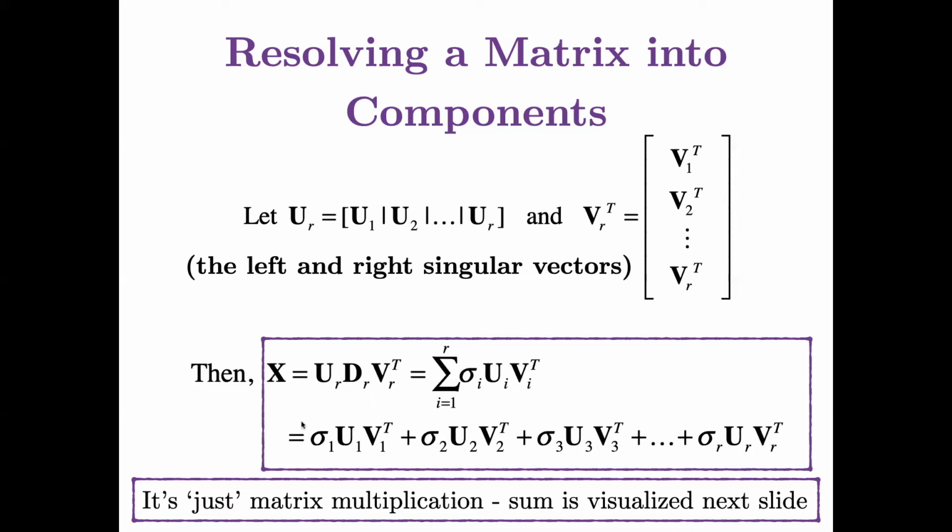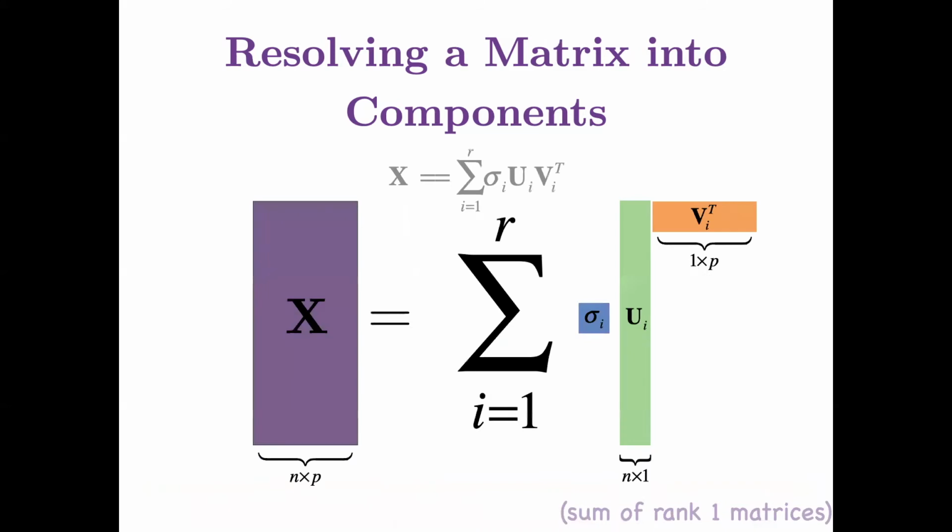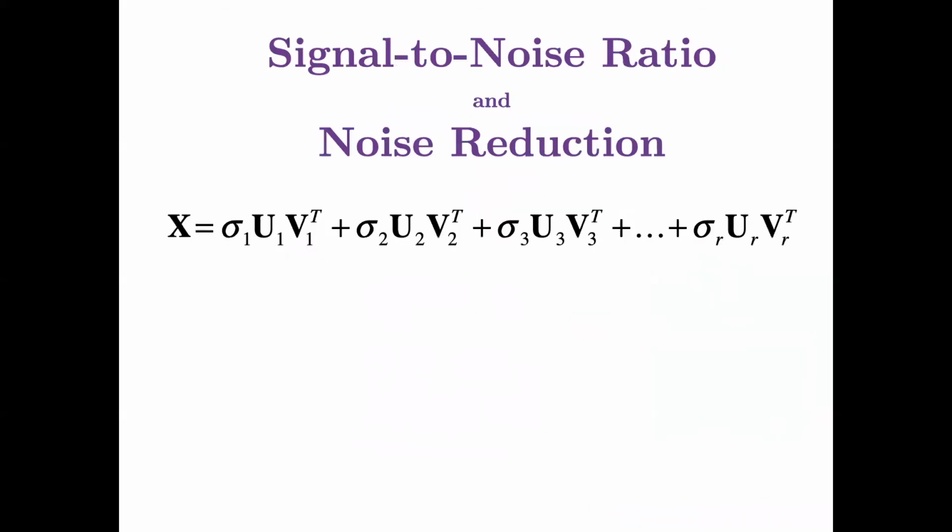Then this matrix multiplication amounts to this sum. It's a sum of outer products of columns of U times rows of V. And I will visualize that here. So X is equal to the sum of each singular value times a column times a row. Again, a column times a row is an n by p matrix. So this is the sum of our n by p matrices. So the result will be n by p. And by using this sum, we can convince ourselves of this argument for noise reduction.